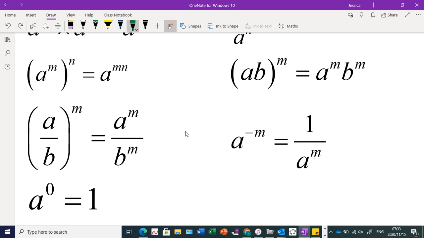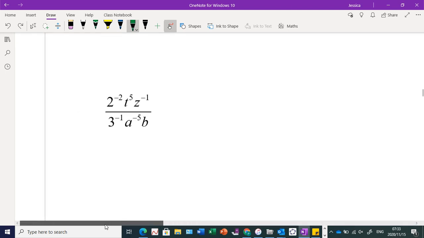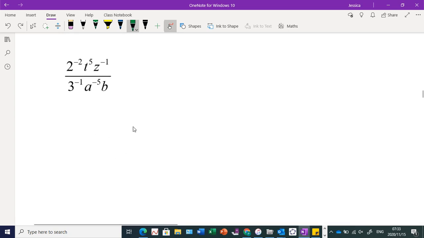So let's just do 4 quick examples just using these rules. So here we go with the first one. This one requires us to write the answer with positive exponents, which is something that we always want to do. So let's take a look.